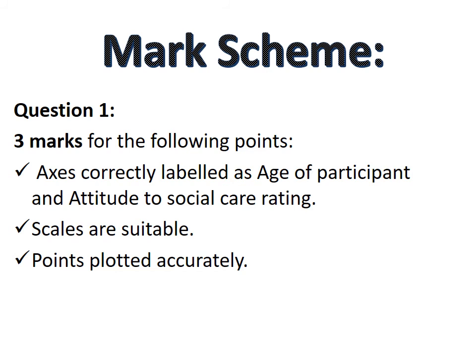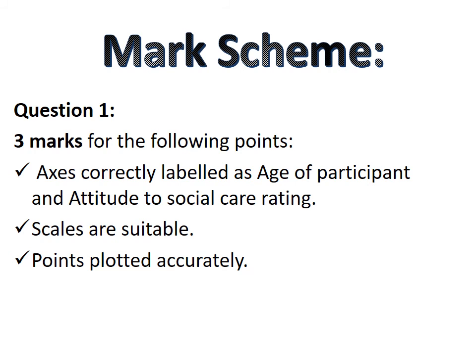Okay, assuming that you've done that, and you did pause it, on this kind of question in the exam you would get 3 marks if you labelled the axes correctly. One axis should be labelled age of participant, the other one attitude towards social care rating. They were the titles on the raw data. That you've used suitable scales, i.e. they go up enough to cover all of the numbers, and that you plot each point accurately.